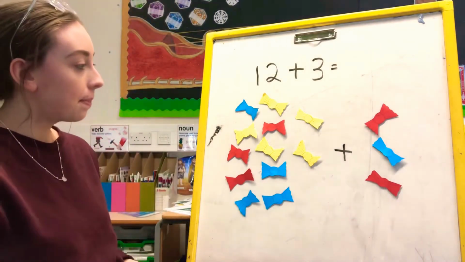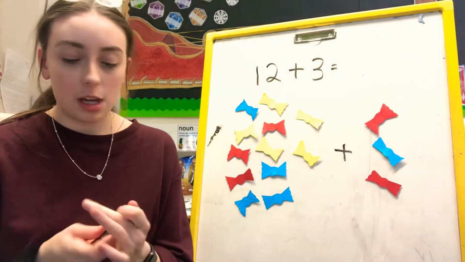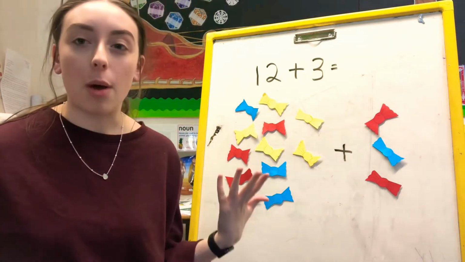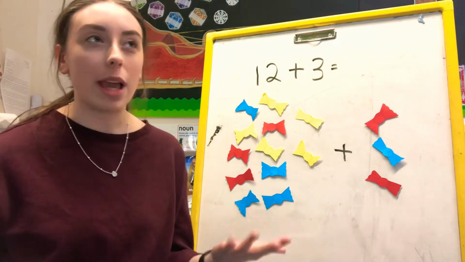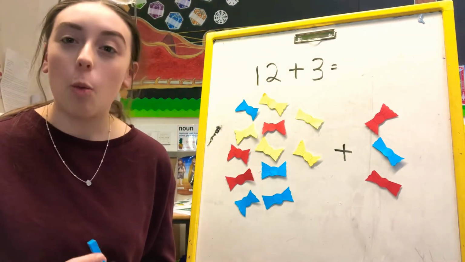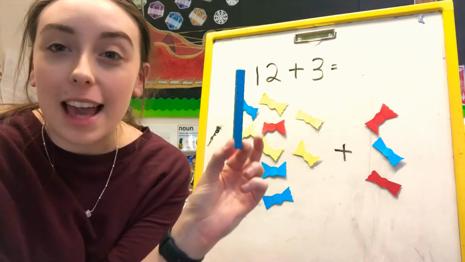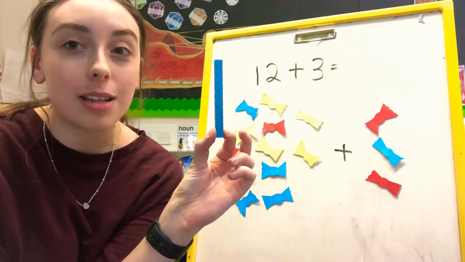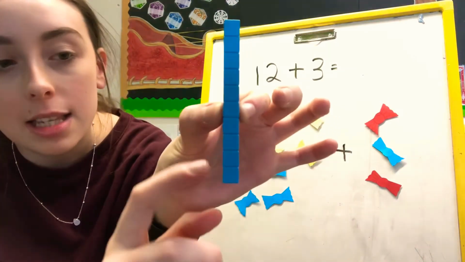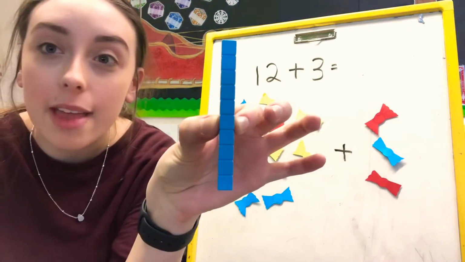So what we're going to do is we're going to make a group of 10. Can anyone remember what a group of 10 looks like? What it could look like? So a group of 10 is 10 ones. As you can see here, I have a base 10. You would have used these when you were in school. And as you can see, it shows 10 ones, and that is a group of 10.